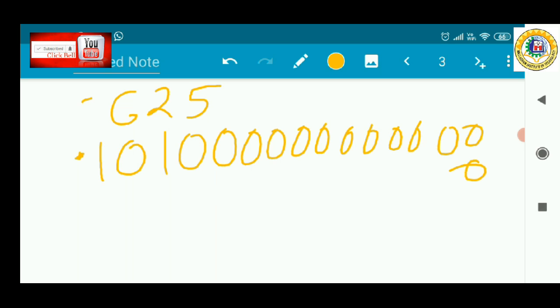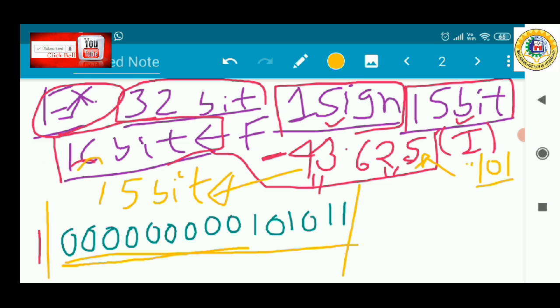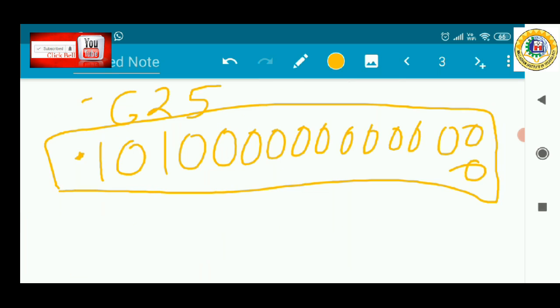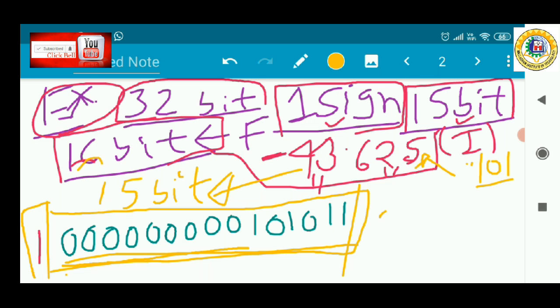Okay, so this is the total representation. This is the representation for the sign bit, this is the representation for the integer part, and this is the fractional part. If we put the radix point there, this is the total representation of minus 43.625 in a fixed point representation.